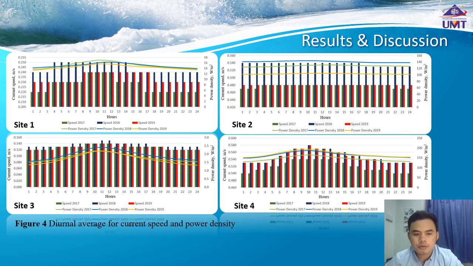Figure 4 shows the diurnal average for current speed and power density. It shows no significant difference between day and night in terms of current speed trend. There are only a few deviations from its average value. However, the data for year 2018 showed values quite far from its average. Maybe there is some error in the CMEMS data, which should not be there.